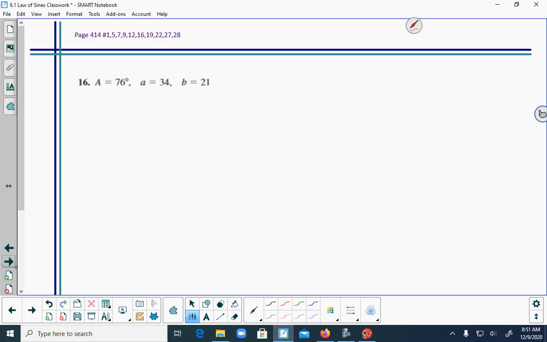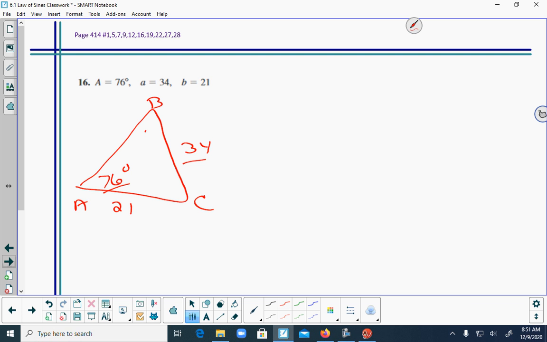16, again, drawing my triangle. A is 34, B is 21, and the angle is 76 degrees. So the first thing I'm going to do is find angle B because I have the opposite pair of A. So 34 over the sine of 76 degrees is equal to 21 over the sine of B degrees, making sure that I put that degree symbol in my calculator when I do that.